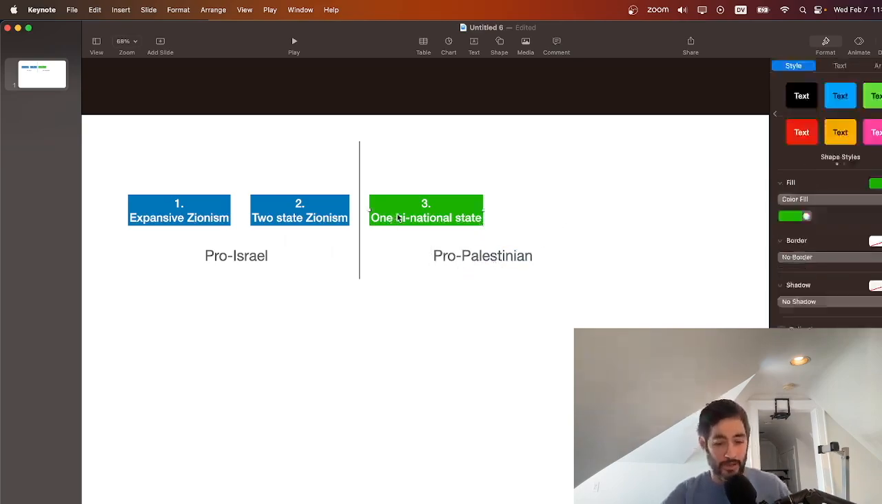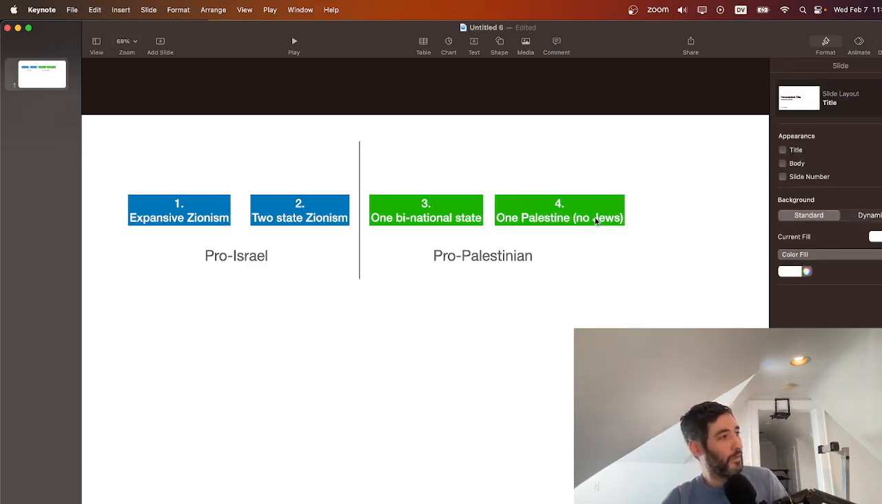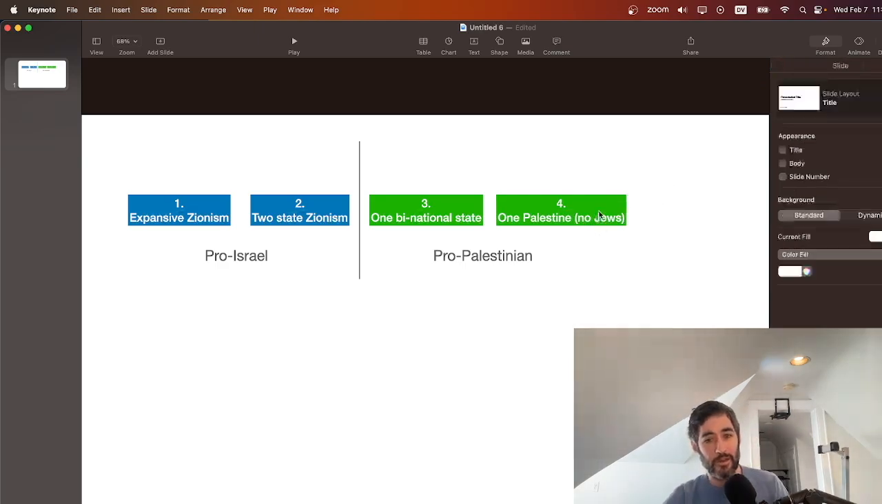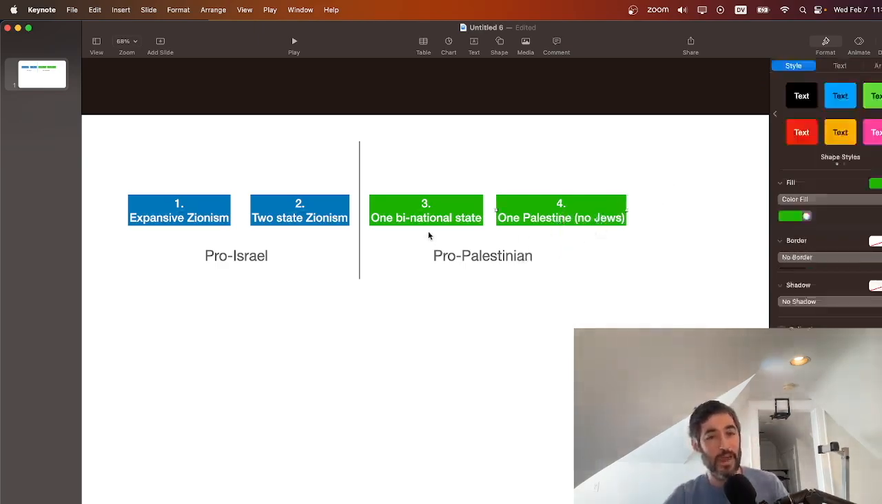And then, of course, the fourth category, which we would characterize, let's say, as the Hamas charter or whatever, is one Palestinian state, which means no Jews, basically, right? Jews aren't welcome here. They wouldn't be full citizens, at least. Maybe they would be welcome, but it's certainly a state without a binational identity, right? There's no binational identity here. That's the key thing. And this is considered the extremist pro-Palestinian position.